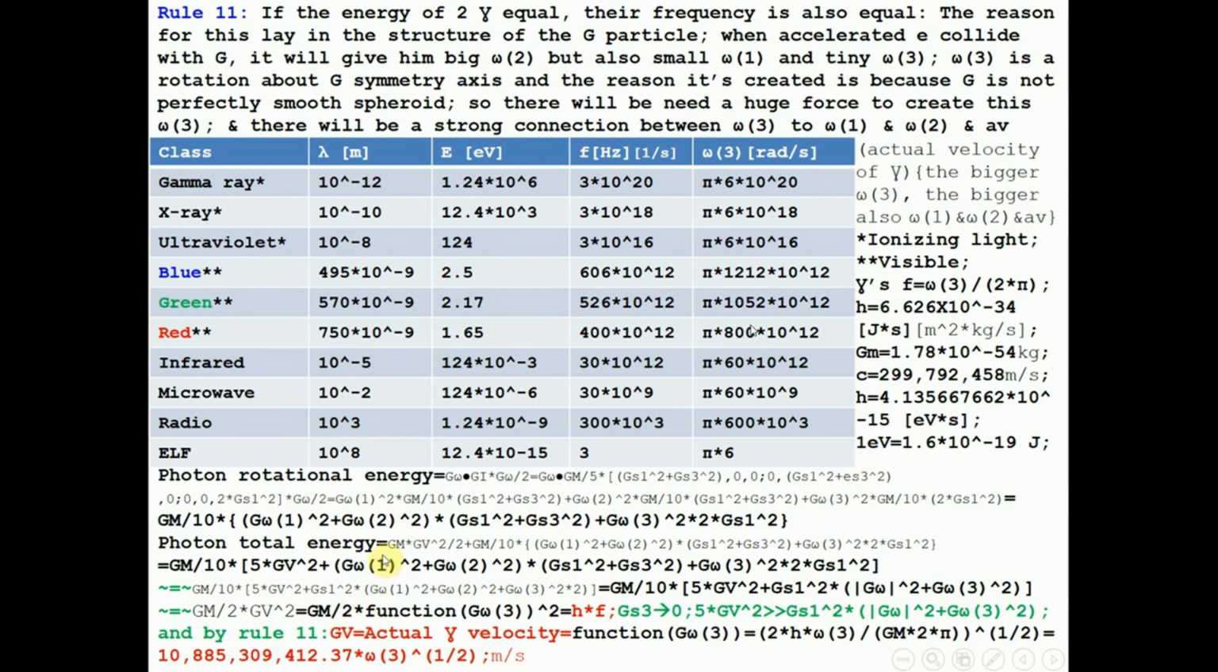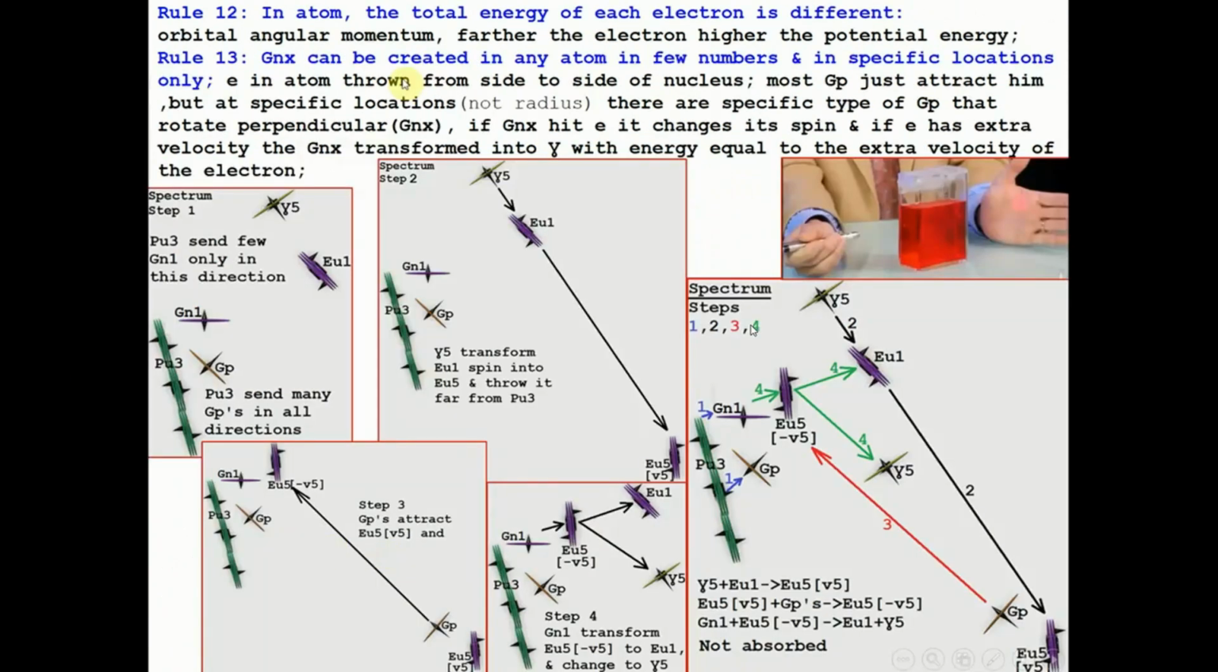Rule 12. In an atom, the total energy of each electron is different, because in contrast to the internal energy of the electron, which is just its rotational energy, the total electron energy also includes the orbital angular momentum, which gives an additional rotational energy, and the potential energy of the electron, which is higher when the electron is farther from the nucleus, and which will be transformed into kinetic energy when the GP particle attracts the electron toward the nucleus.